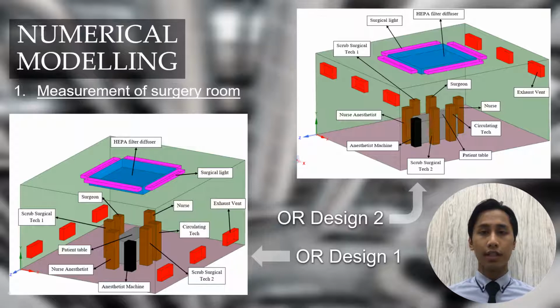Design 1 has the exhaust vent at low level and design 2 at high level. Both designs have identical size dimensions, which is 6 times 7 times 3 in meters. Next, these designs consider no instrument except the anesthetist machine and surgical lights. Plus, the surgical personnel are fixed at a place and serve as heat sources in the operating room.